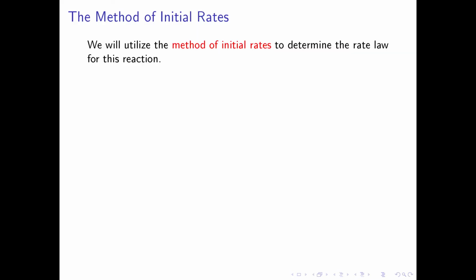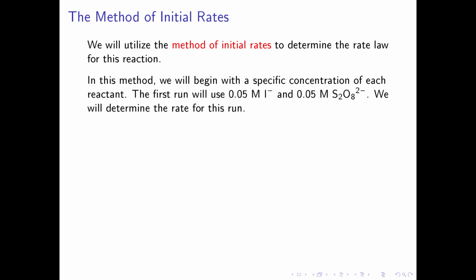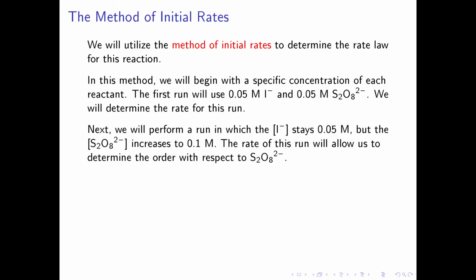We will utilize the method of initial rates to determine the rate law for this reaction. In this method, we will begin with a specific concentration of each reactant. The first run will use 0.05 molar iodide ion and 0.05 molar peroxydisulfate ion. We will determine the rate for this run. Next, we will perform a run in which the iodide ion concentration stays 0.05 molar, but the peroxydisulfate ion concentration increases to 0.1 molar. The rate of this run will allow us to determine the order with respect to peroxydisulfate ion.